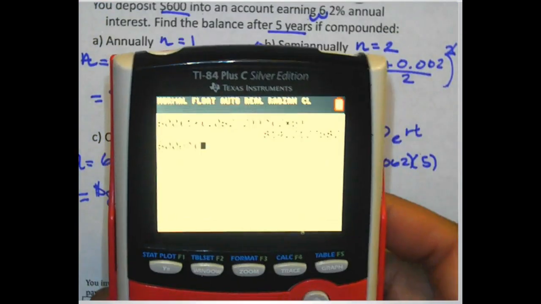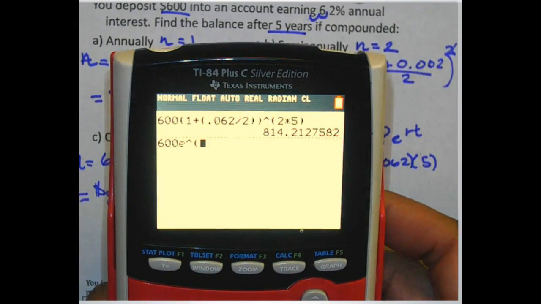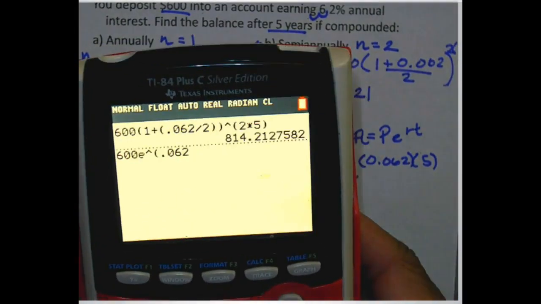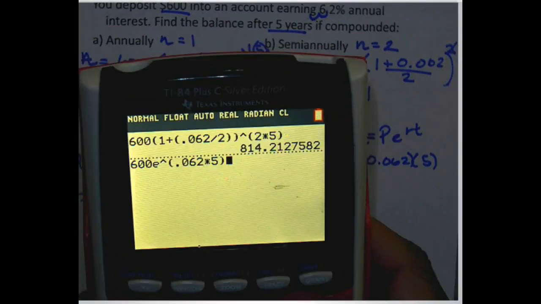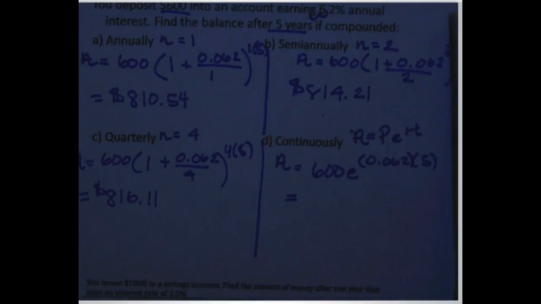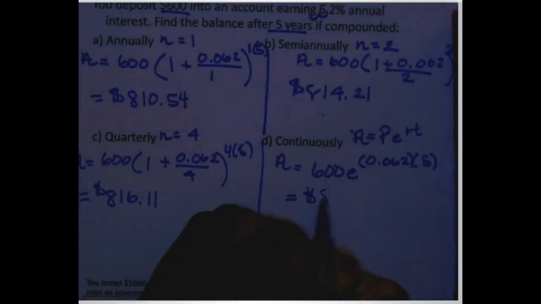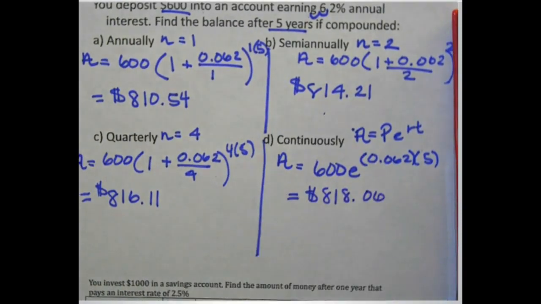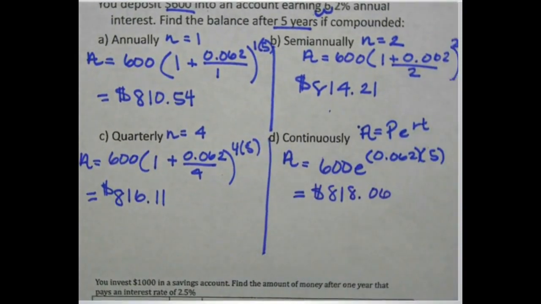And then LN is right next to the number 4. I know this doesn't like my contrast, but hit LN, and then you should get this. And I'm going to put it in parentheses, 0.062 times 5, close parentheses. And there you go, 818 bucks and 6 cents, because it was 5.5. I rounded up for that one. Cool. All right, you like it?